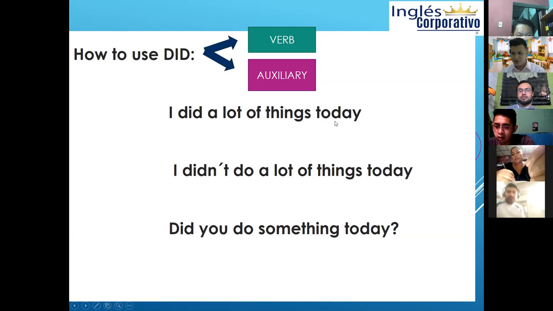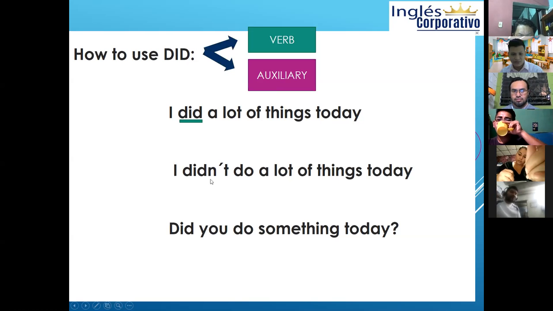Muchas cosas. Muchas cosas hoy. Okay, muy bien, really good. In this case, ¿cómo está actuando este did? Like a verb or auxiliary? Verbo. Yeah, very good, like a verb, right? Okay, we're gonna continue with the second example.